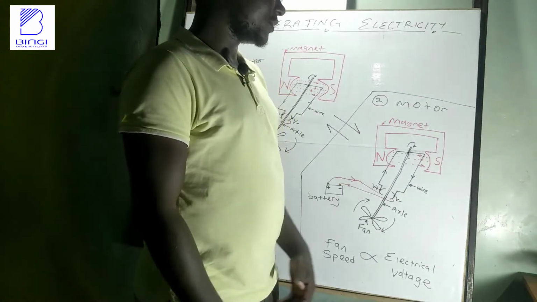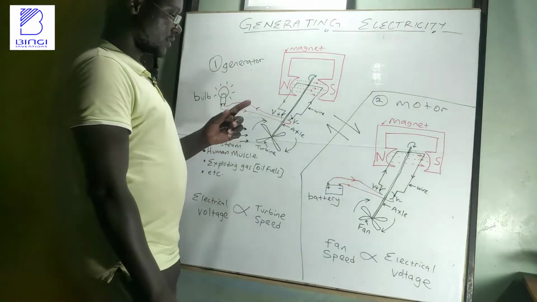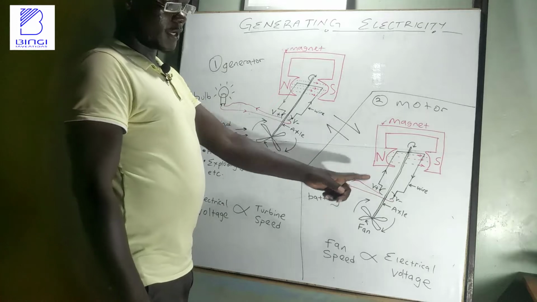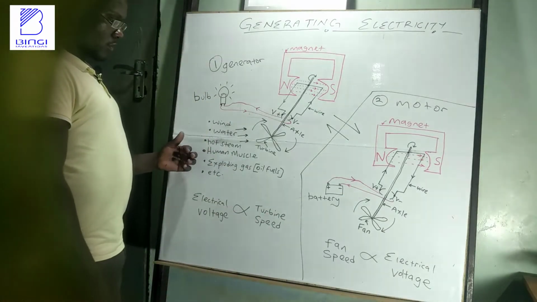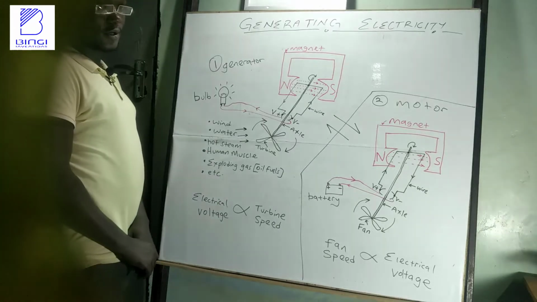The purpose of this video is to see how we can generate electricity using a motor as our generator. The source of energy we are going to use is a human hand muscle.